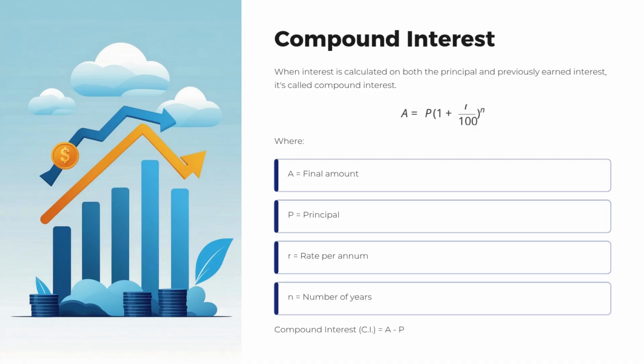That is, final amount A equals principal P multiplied by (1 plus the rate R divided by 100) raised to the power of n. Compound interest formula. Compound interest equals final amount minus principal, where A represents the final amount after the given time, P represents the principal, the initial amount of money invested or borrowed, R represents the rate of interest per annum, N represents the number of years the money is invested or borrowed for.